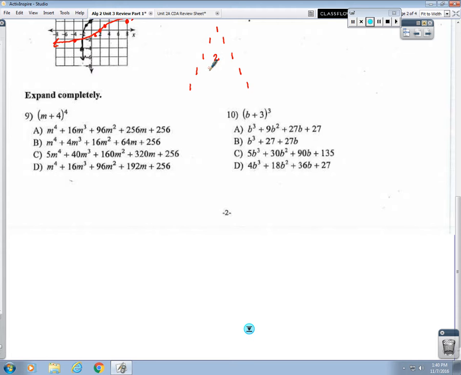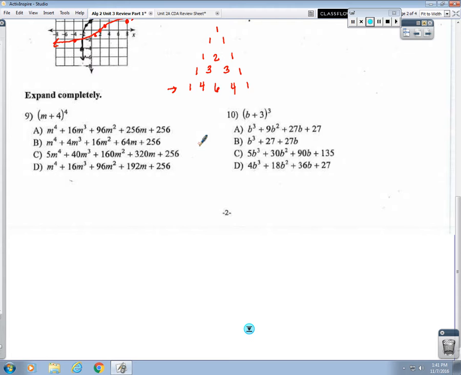1 and 2 is 3. 2 and 1 is 3. 1 and 3 is 4. 3 and 3 is 6. 3 and 1 is 4. That's how you create it. Now that we've made it that far, that's all we need for these two problems, because this one's to the 4th power, which will be that row, and that one's to the 3rd power, which will be this row.